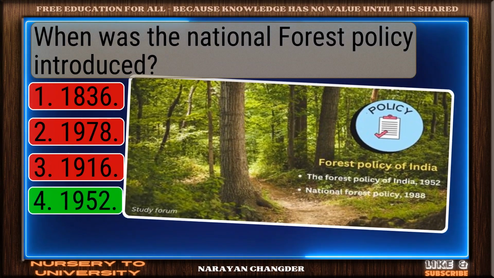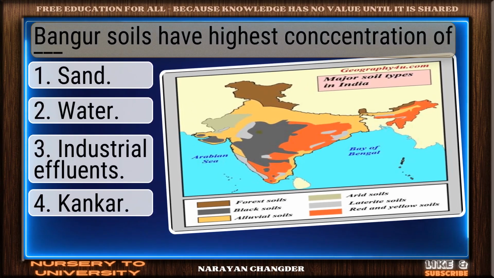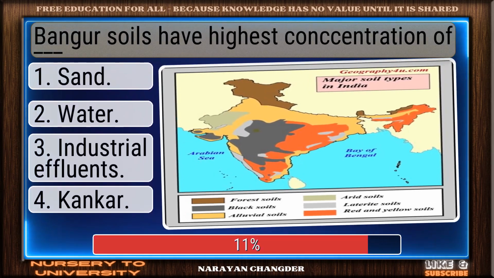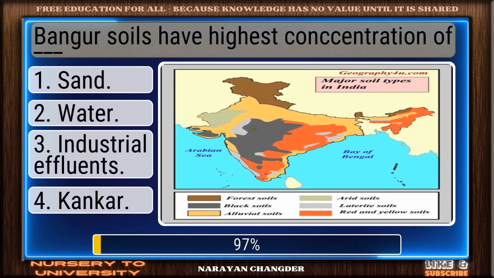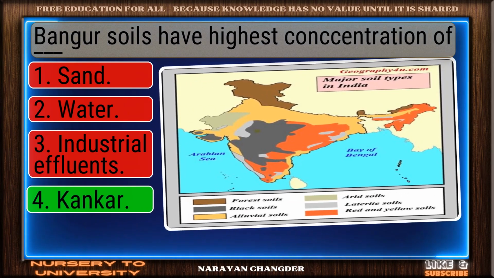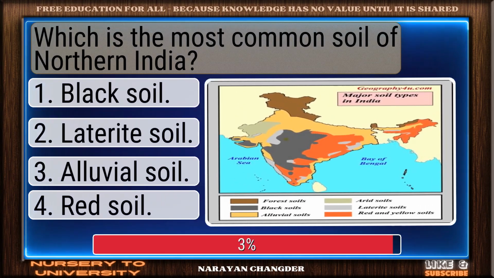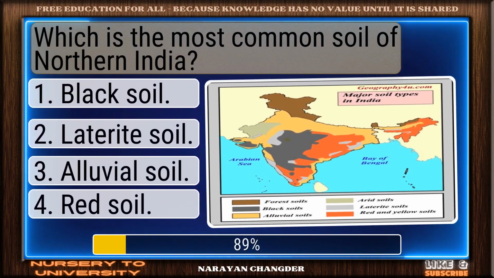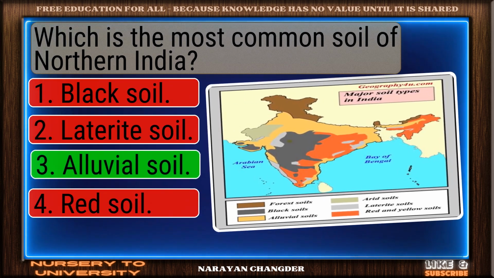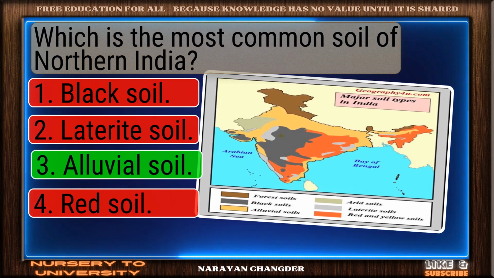1952 is solid. Black soils have highest concentration of dash. Solid response. Clay is valid. Which is the most common soil of northern India? On track. Alluvial soil is correct.